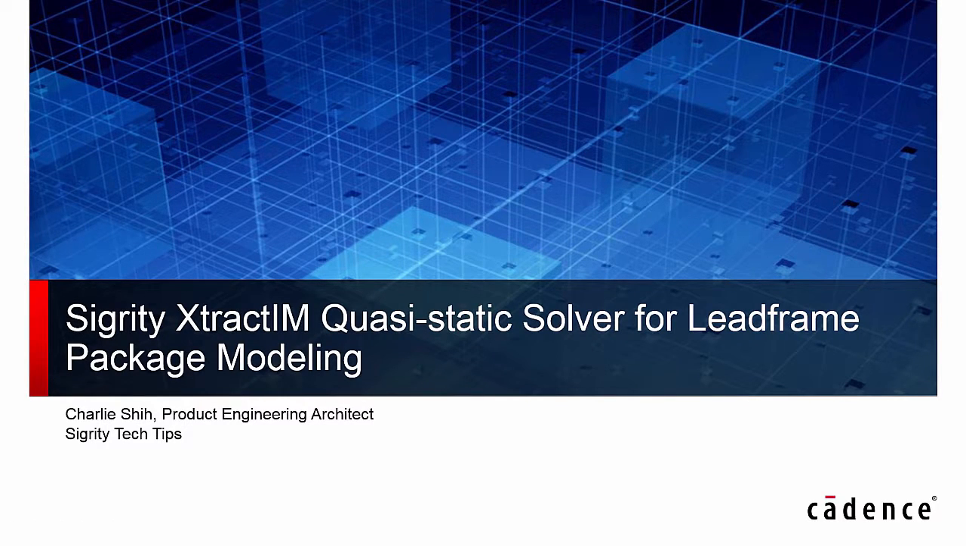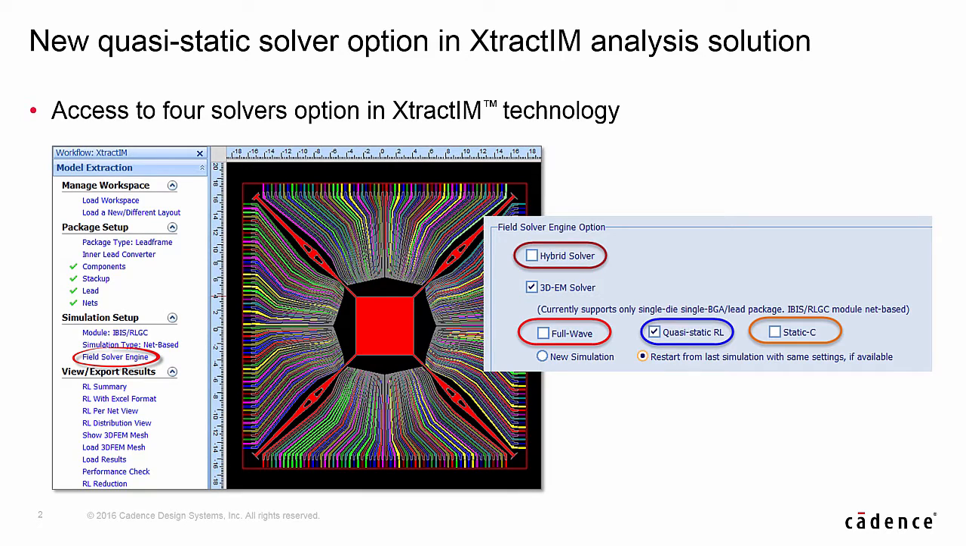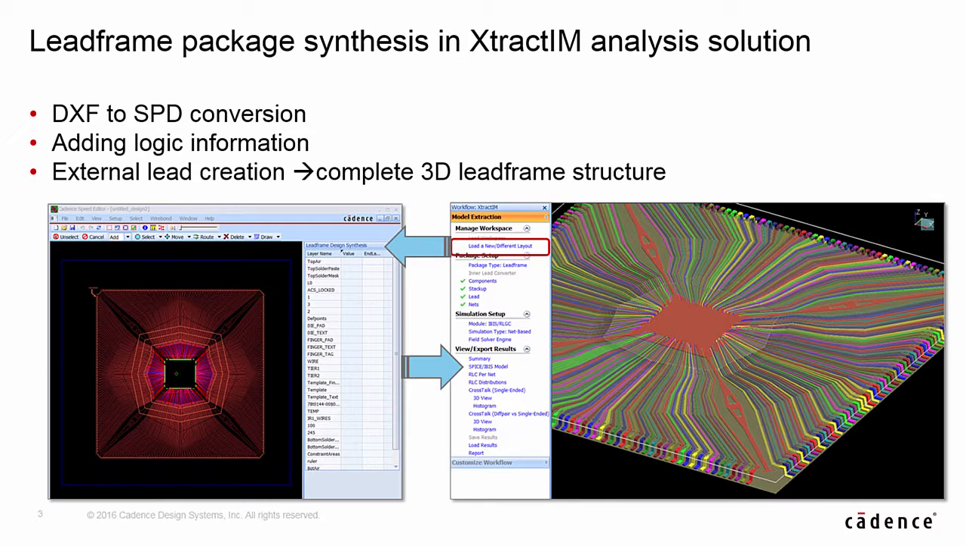I'm pleased to introduce Sigrity XtractRM quasi-static solver for lead frame package modeling in this demo movie. With the new quasi-static solver option in XtractRM, now you can access 4 solver options in the same environment for different package structures. The workflow in XtractRM remains the same for different solver options. The quasi-static resistance inductance and static capacitance can be selected separately or altogether. The simulation results can be reused to generate the SPICE model.